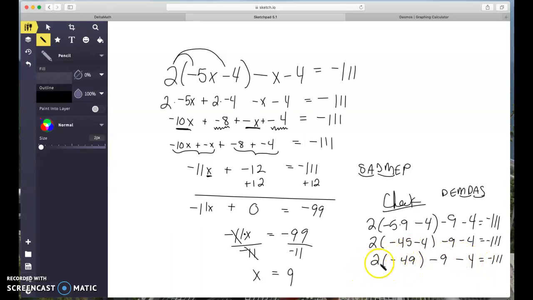Okay, now I'm going to multiply 2 times negative 49 to get negative 98, minus 9 minus 4, and I'm hoping that I'm going to get to negative 111. Negative 98 minus 9 is negative 107, and negative 107 minus 4 is negative 111. Negative 111 is equal to negative 111, and I just made it before I ran out of room. That is a true statement. It balances out, so that works and tells me that yes, x equals 9 is my answer.